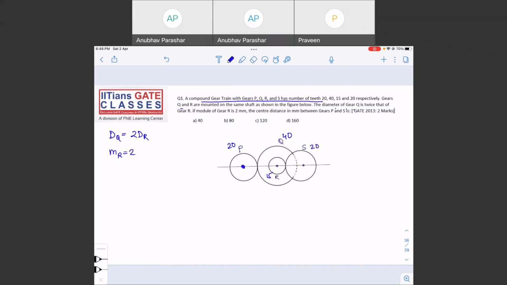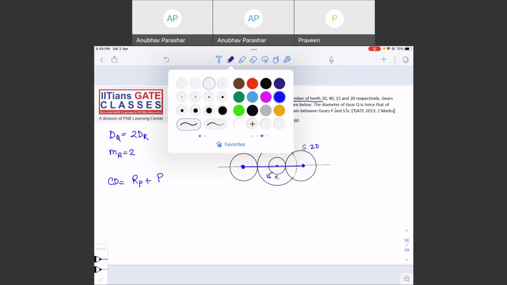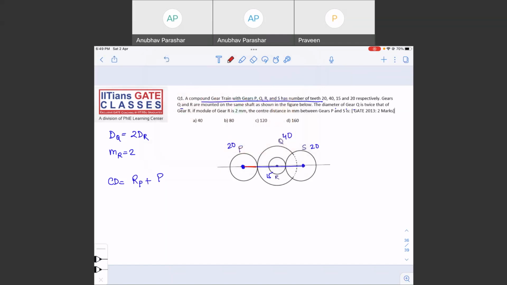So this center distance is being asked. This is the center distance. So can I say center distance is equal to radius of P plus radius of, I'll show you how. Okay, let's see. Radius of P is this much, the red one is radius of P. Then radius of Q, that is the green one.